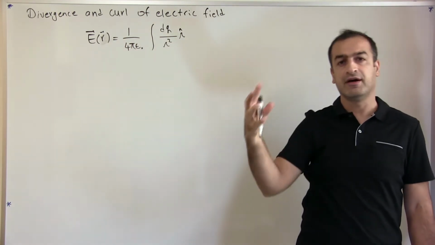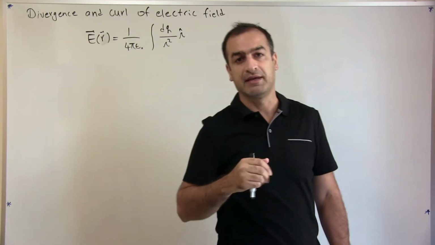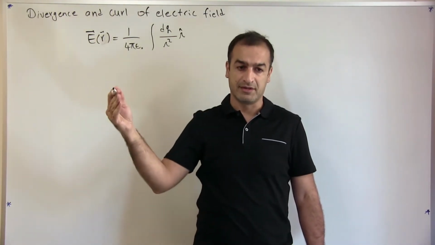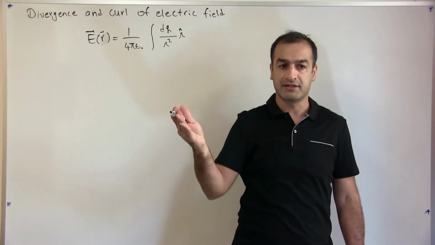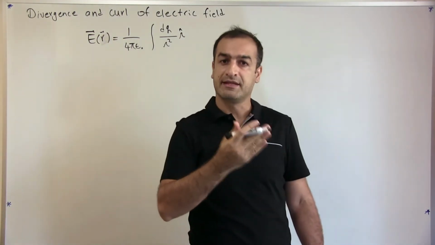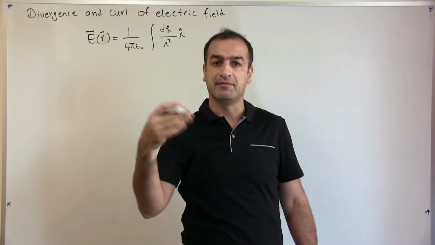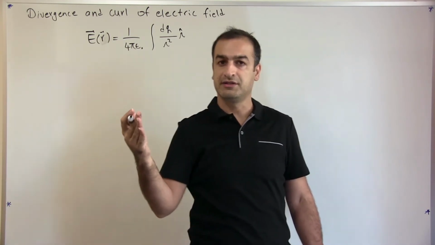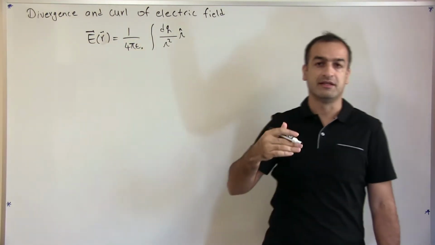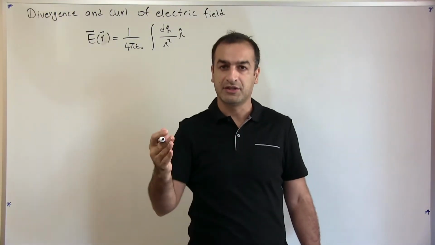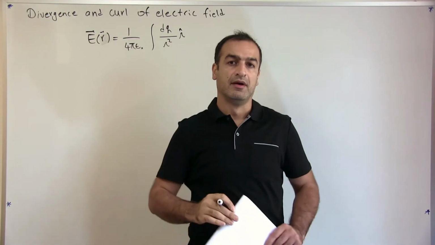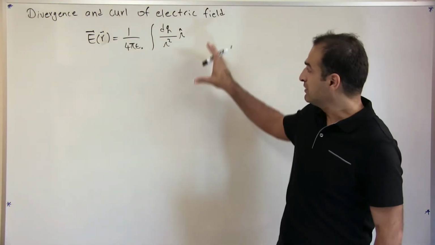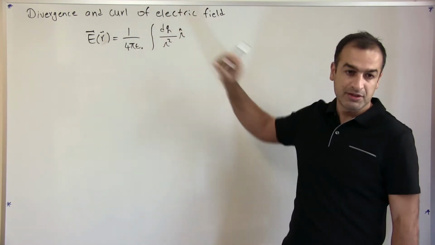For dq, if we have a volume charge density, it can be rho, the charge density, times d tau, the infinitesimal volume. If we have a surface charge density, it can be sigma, the surface charge density, times dA, the infinitesimal area. For a linear charge density, dq is lambda, the linear charge density, times dl, the infinitesimal length. So the equation as it is here is pretty general.